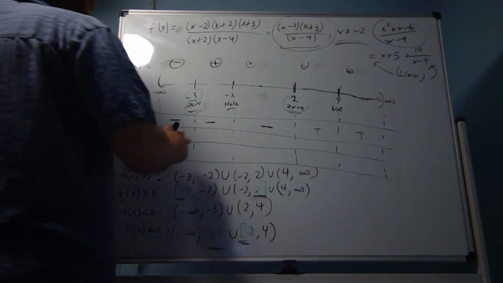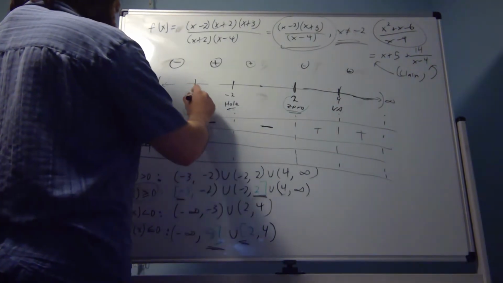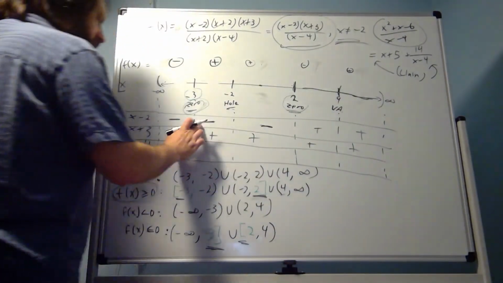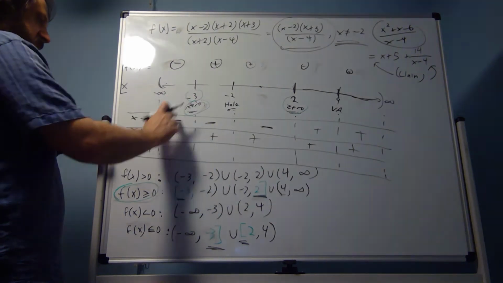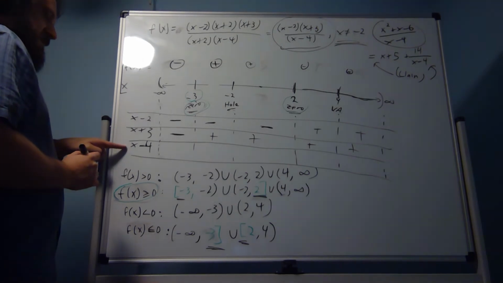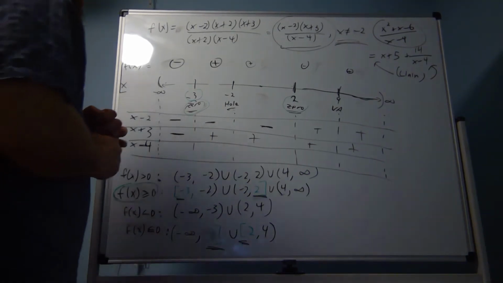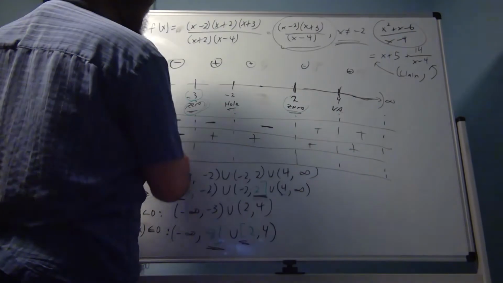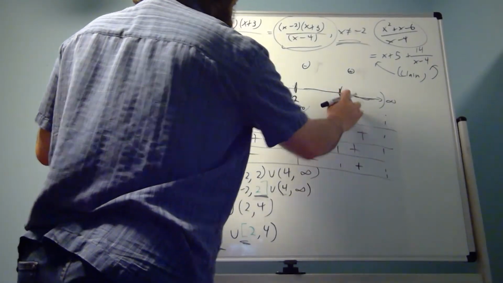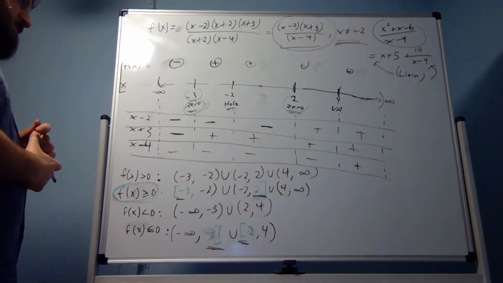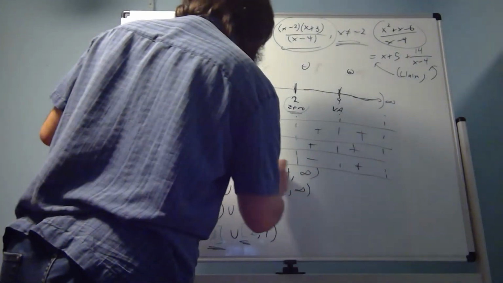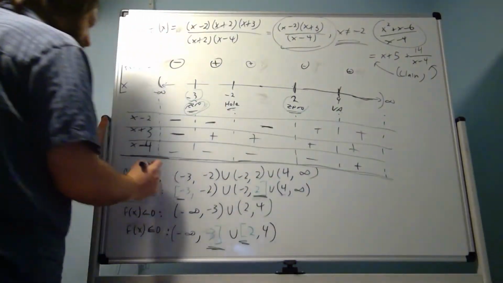Let's try x plus 3. So x plus 3, if x is bigger than -3, then everything is fine. So you plug in -2, and this is positive. You plug in -4, suddenly it's negative. And finally, x minus 4. This one is negative for a long time, but then once x is like 5, or if it's 4.1, it's positive.